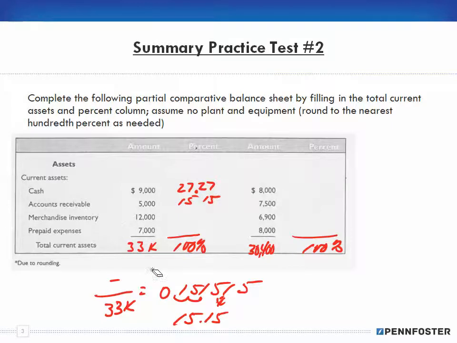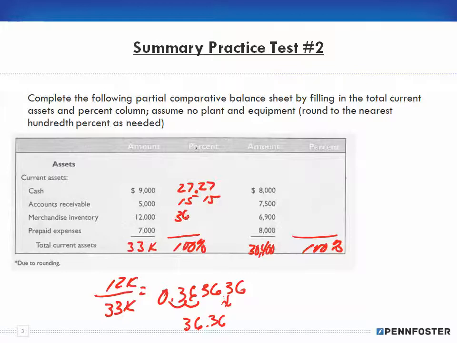Again, it's just this math. 12,000 divided by 33. 12 divided by 33 gives me 0.363636, so 36.36. I'm rounding down because of the 3. And 7,000 divided by 33 is 0.212121, round down because of the 2, so 21.21.